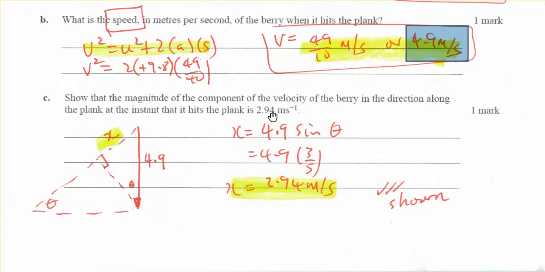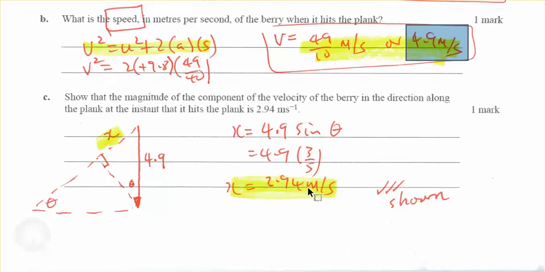Show the magnitude of the component of the velocity of the berry in the direction along the plank at the instant is 2.94. So this 4.9 meters per second, which is down, gets broken into a component in the direction of the plank. So I've got a triangle there, and I've broken this vector into one along the plank and one perpendicular, and the one along the plank will be 4.9 times the sine of theta, and I know the sine of theta is 3/5, therefore 2.94.